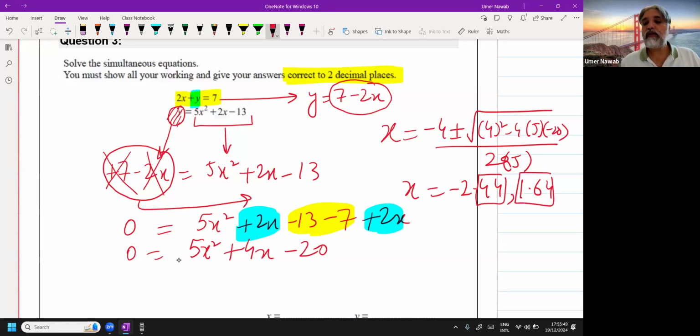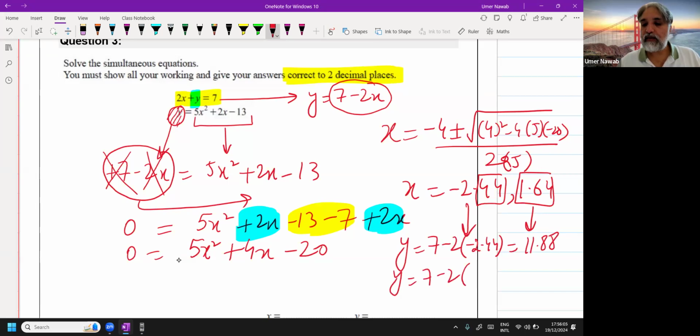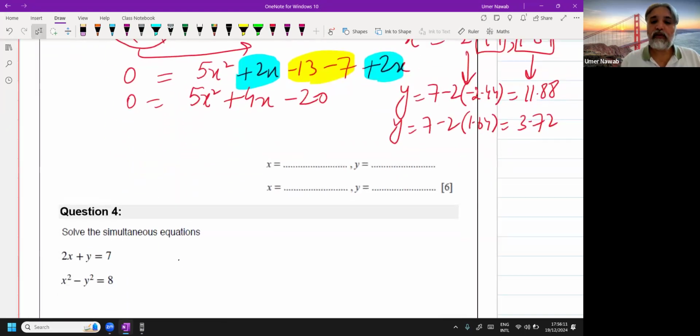Now, for these two values of x, I will try to find the corresponding values of y. And what is y equal to? 7 minus 2x. I will substitute minus 2.44 and get the answer 11.88. And if I substitute in the place of x 1.64, the corresponding value of y will come to me 3.72. So here is my solution: minus 2.44, 11.88. And if x is 1.64, your y is 3.72.